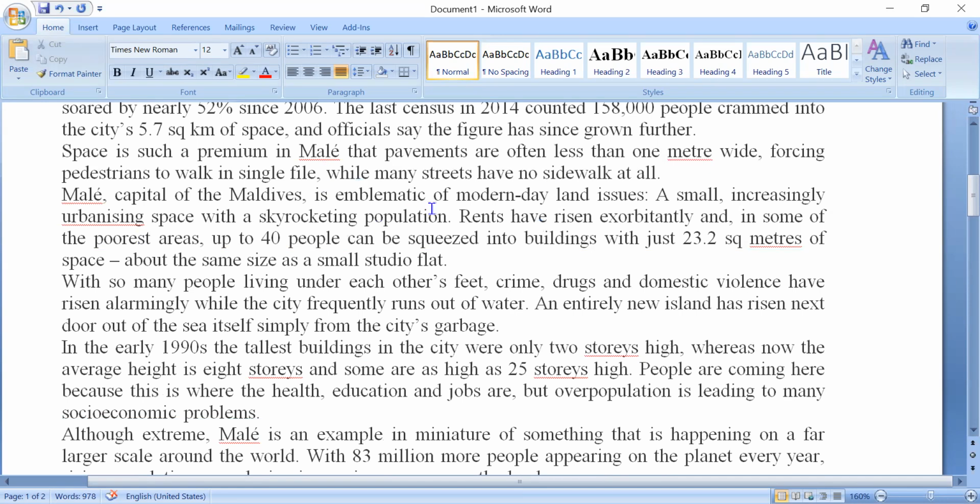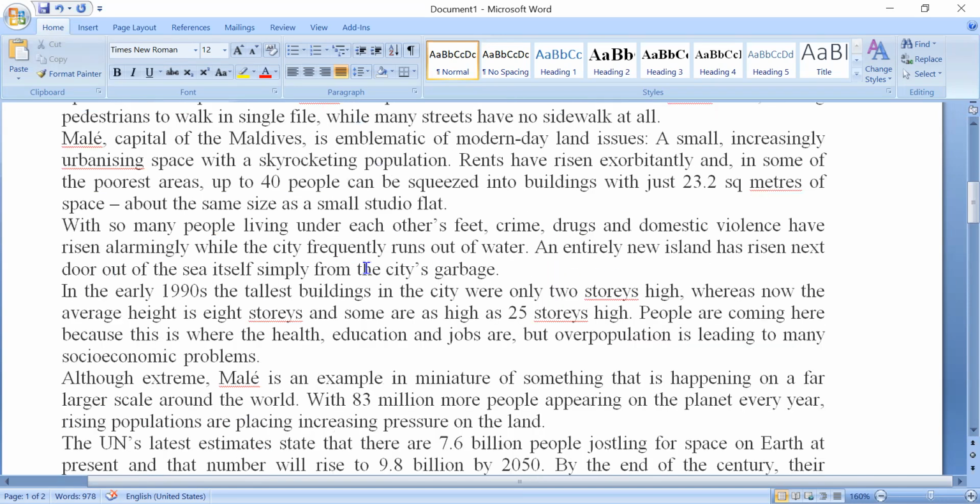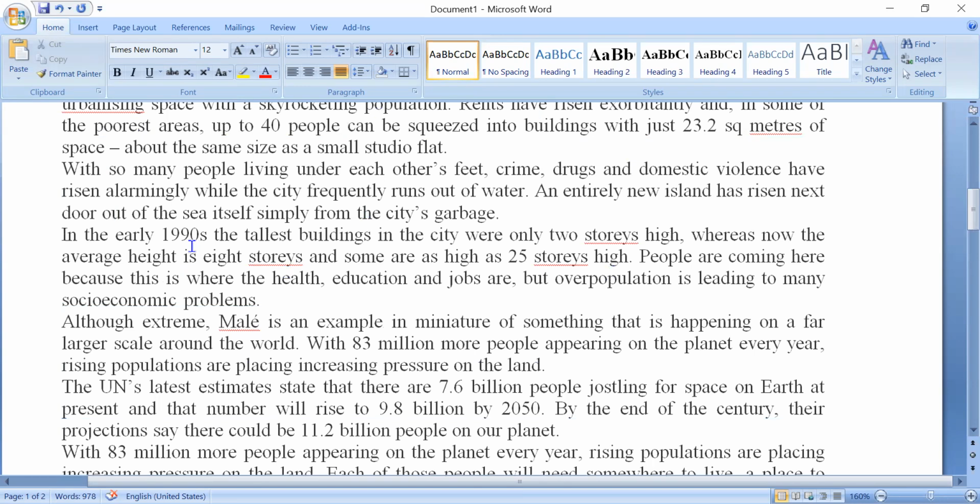Okay, we have got just 10 minutes. We have to finish this class within 10 minutes because there is limitations. Okay, so as you can see, in the 1990s, the tallest building in the city were 2-story high, whereas now the average height of 80 stories are as high as 25-story high.